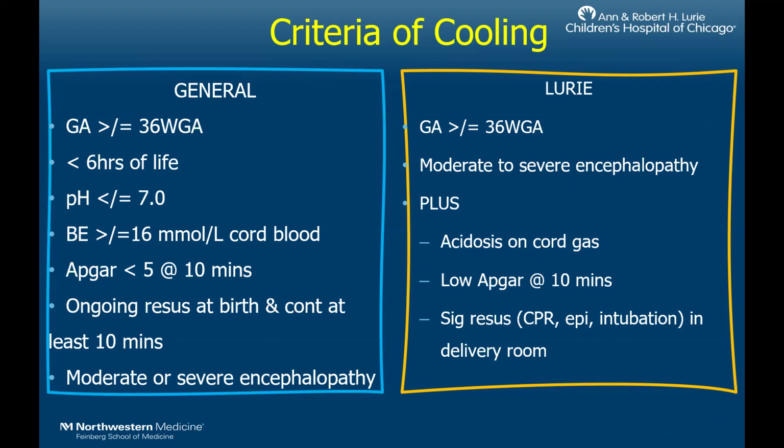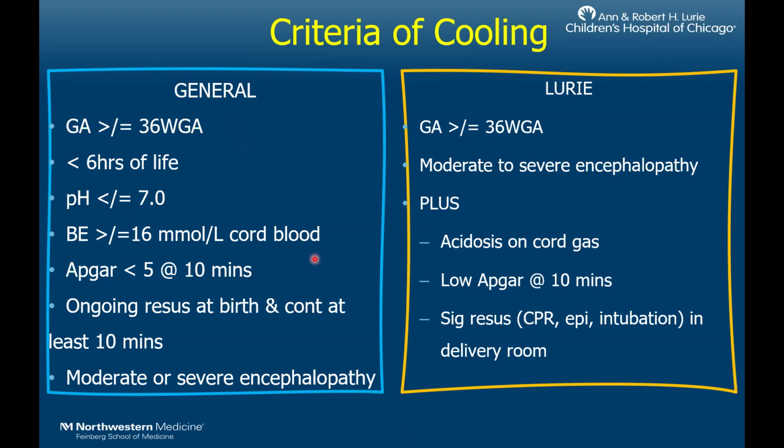So what do they look for? The general recommendation is gestational age greater than or equal to 36 weeks. It should be done within 6 hours of life. And again, a blood pH of less than 7 or a base excess of 16, and an APGAR of less than or equal to 5 at 10 minutes. So again, these are also criteria to define neonatal encephalopathy.